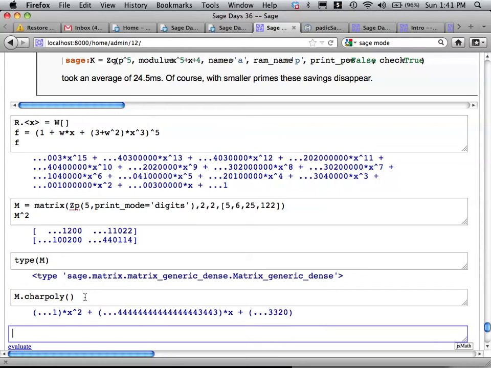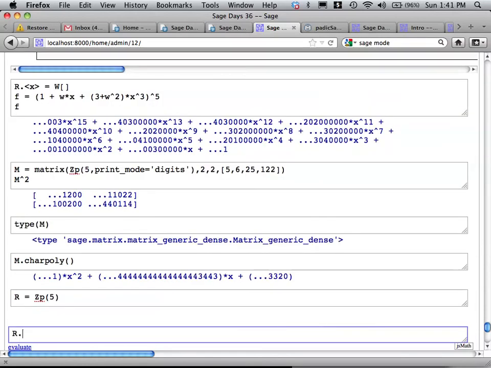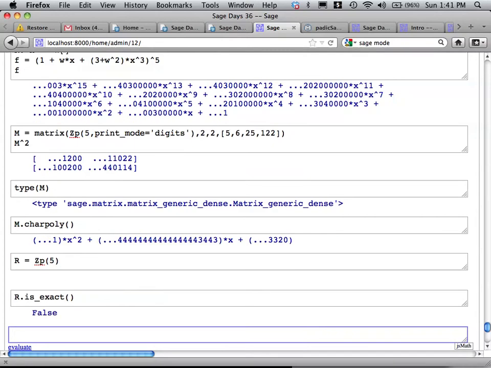Nice. Right. So Sage knows that certain rings are not exact, and so the elements are stored in some sort of inexact way, and it chooses different algorithms at various points depending on whether the ring is exact or not exact. Is the fixed modulus considered exact? No, it's still considered not exact, because it's modeling a non-exact ring.